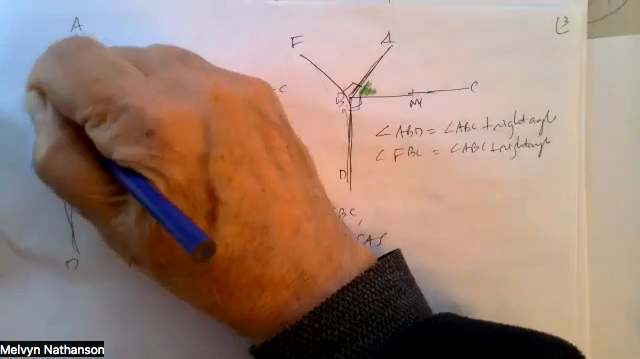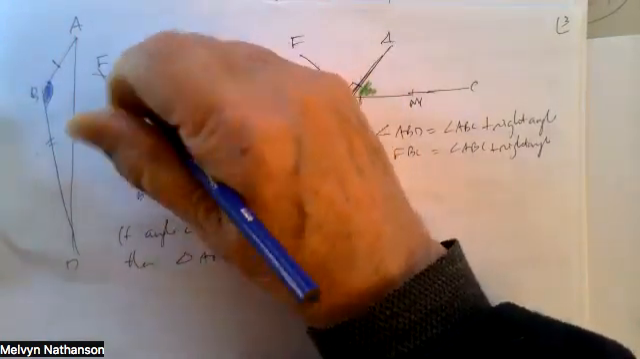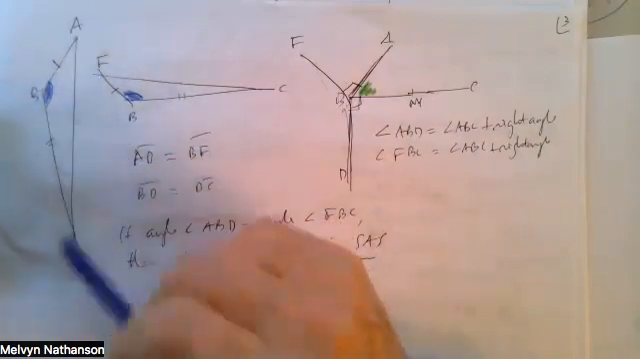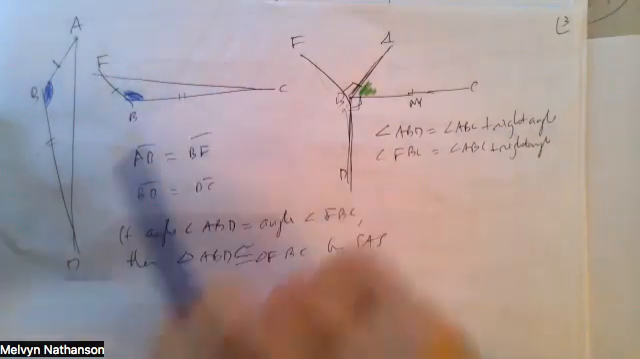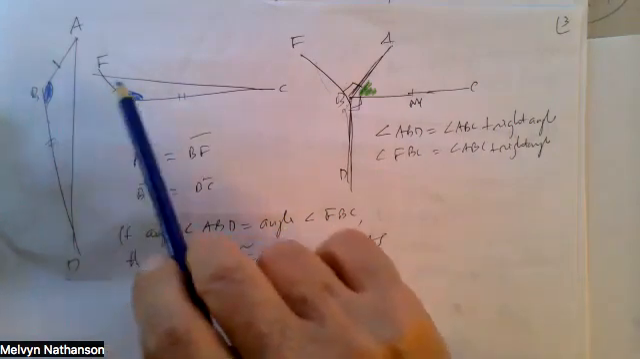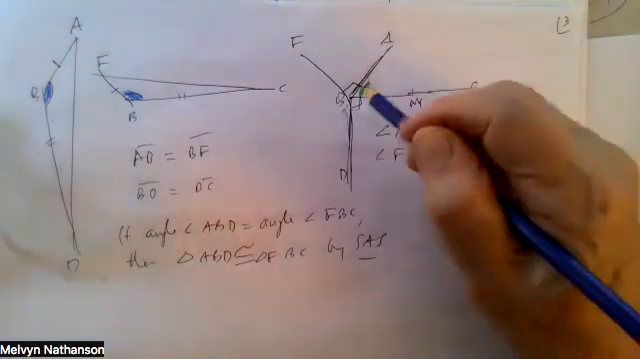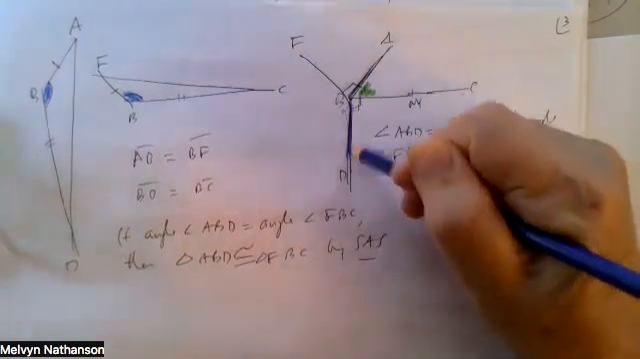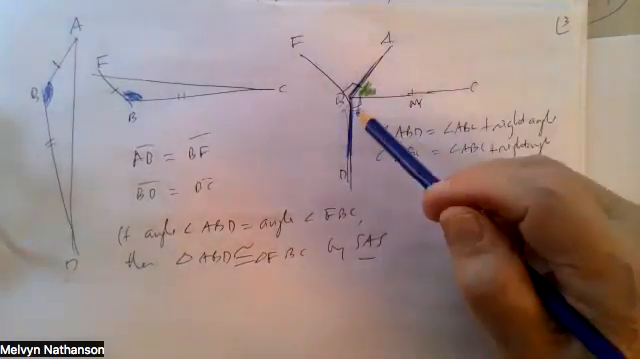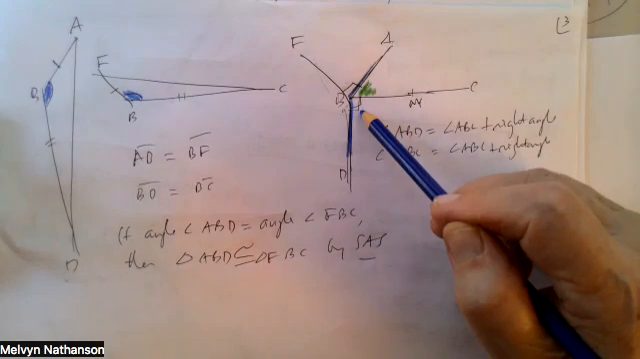So I have this angle. I'm drawing it in blue now. So in this triangle, I have the angle ABD. In this triangle, I have the angle FBC. And I need to show the blue angles are congruent, are equal. And the blue angles, here's one of them. It consists of the green angle plus a right angle.